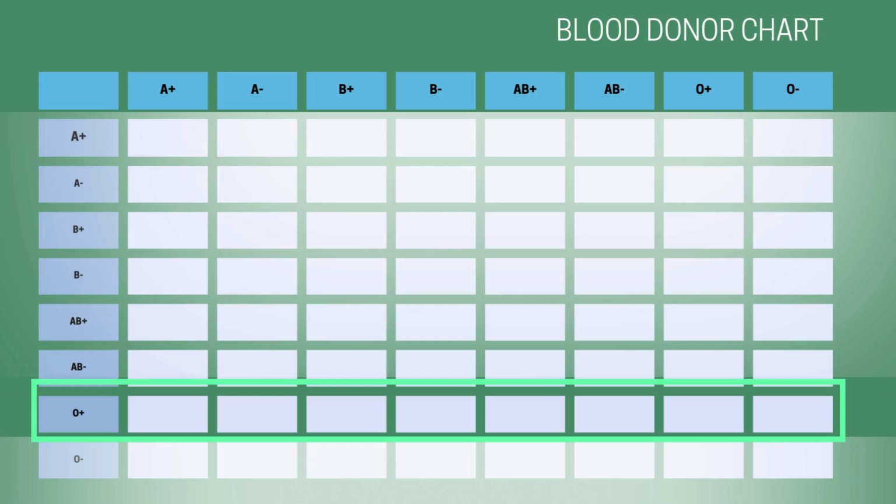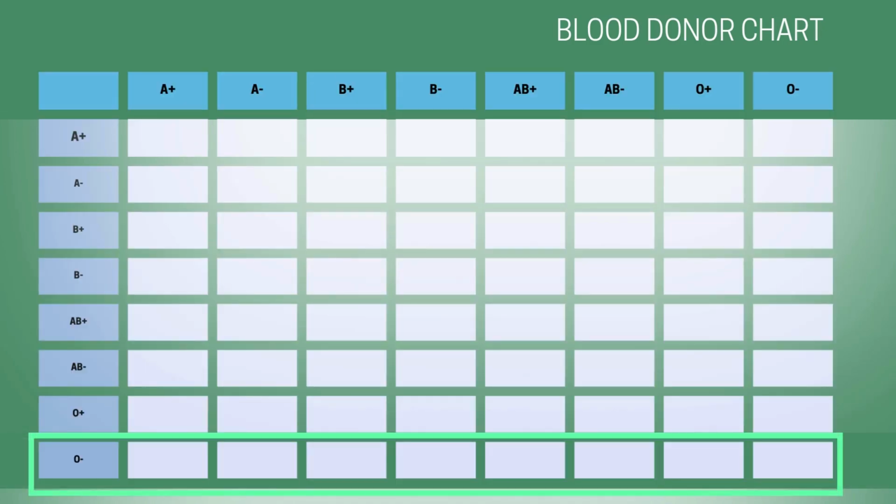Now let's look at an O positive patient. O positive is the most common blood type, and these patients have the Rh antigen but no A or B antigens on their red blood cells. They can receive blood from O positive and O negative donors only. They can't receive blood from any A, B, or AB donors because those would introduce new antigens their immune system would recognize as foreign. So for O positive patients, it's just O positive and O negative on the safe list.